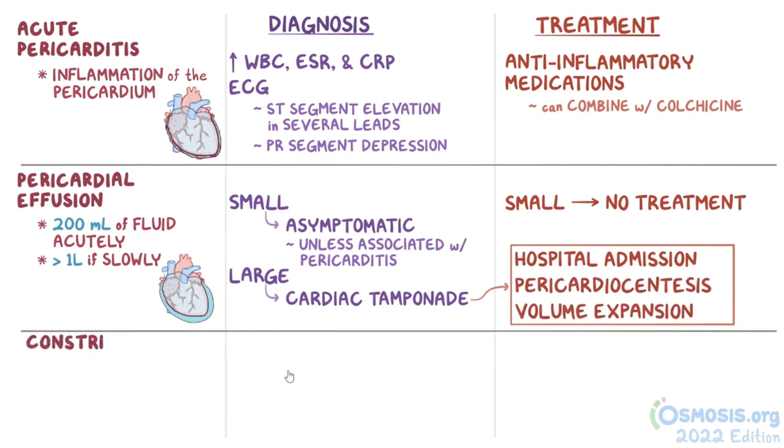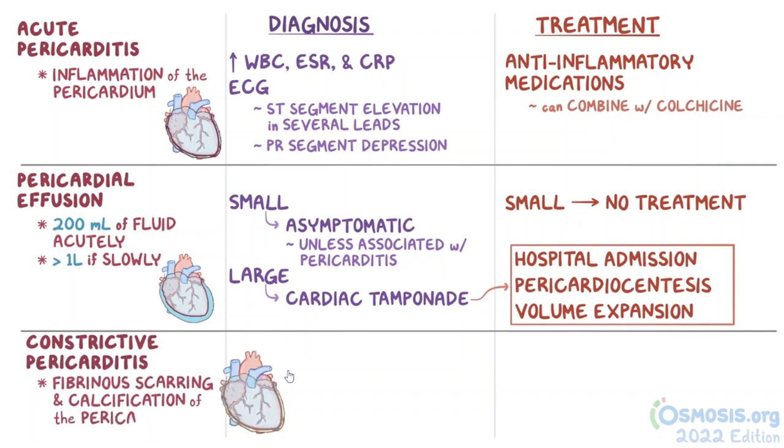And finally, there's constrictive pericarditis, which results in fibrinous scarring and calcification of the pericardium, limiting the heart's ability to expand and function normally. The definitive treatment is pericardiectomy or pericardial stripping.